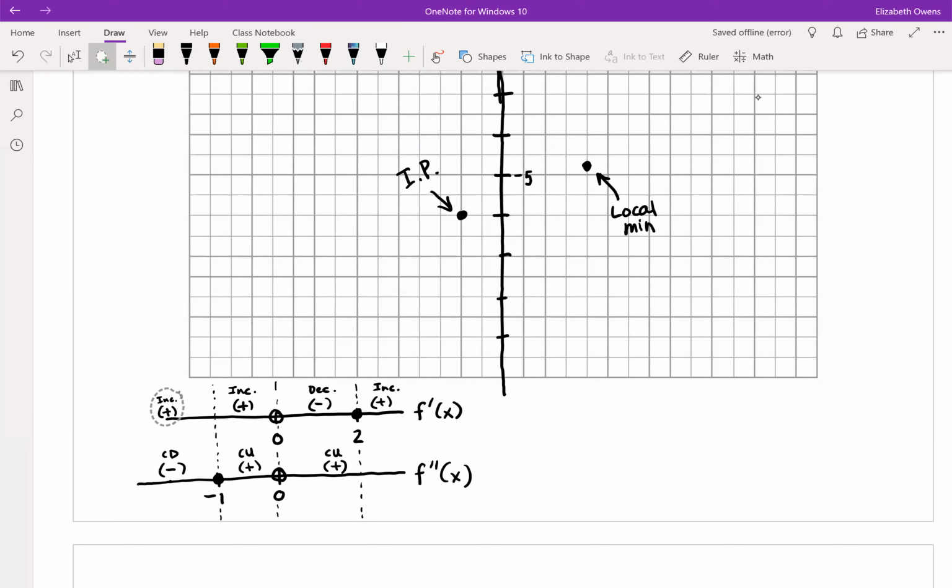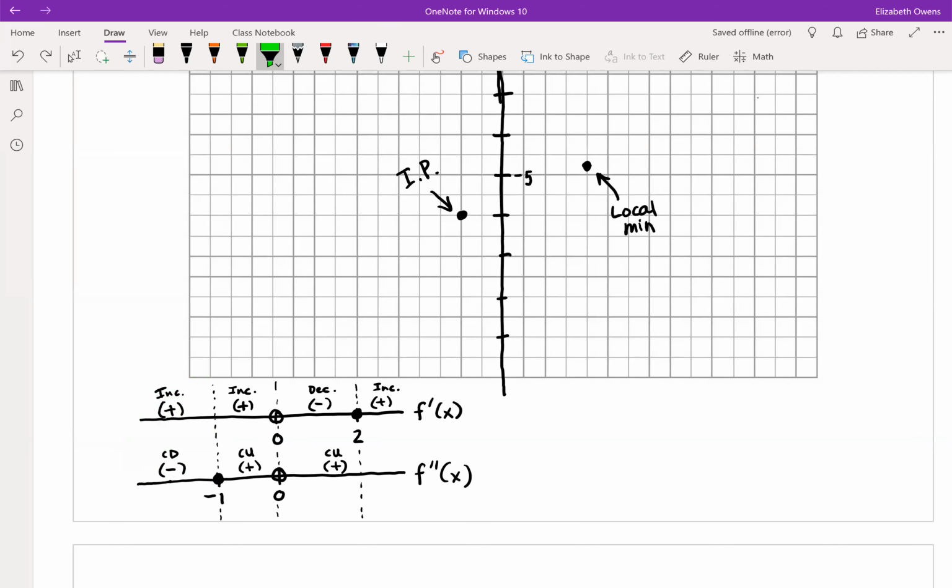Oops, I was just trying to make that a little larger and didn't like it. One second. Increasing. Okay. So for that first little interval here, from negative infinity to -1, the function is concave down and increasing.